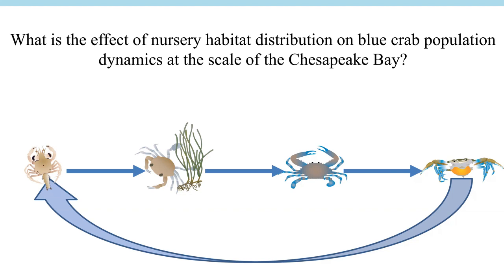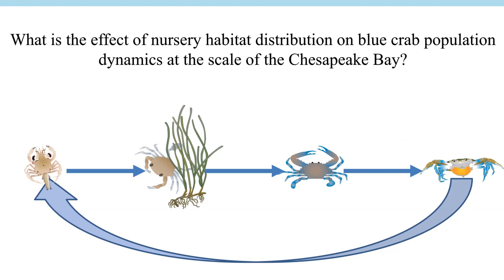They settle into nursery habitat and then continue their growth and development. And my question essentially was, what was the effect of nursery habitat distribution for the blue crab population dynamics at the scale of the Chesapeake Bay? And specifically for the blue crab, there's been a huge amount of historical precedent underscoring the effect of seagrass habitat on the species. And so this was the habitat that I was interested in modeling.